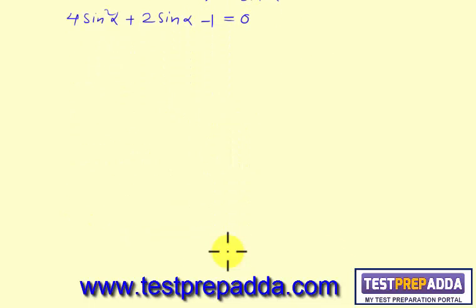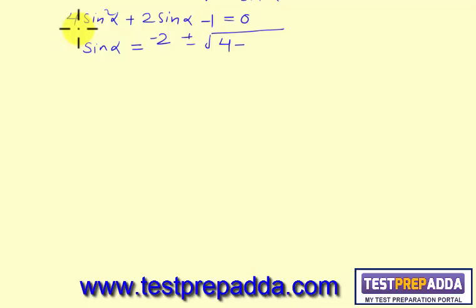Okay, and you all know how to get the value now. Sine alpha will be what? Minus b plus minus root b square, means 2 square minus what?